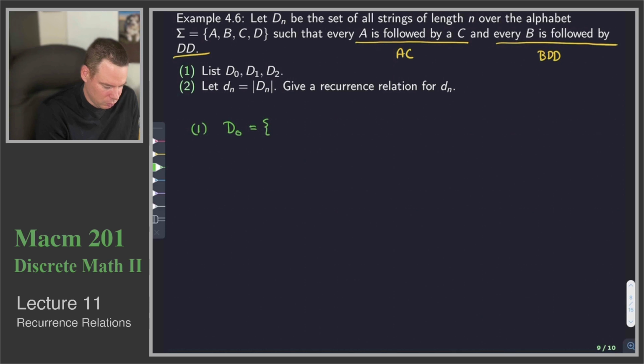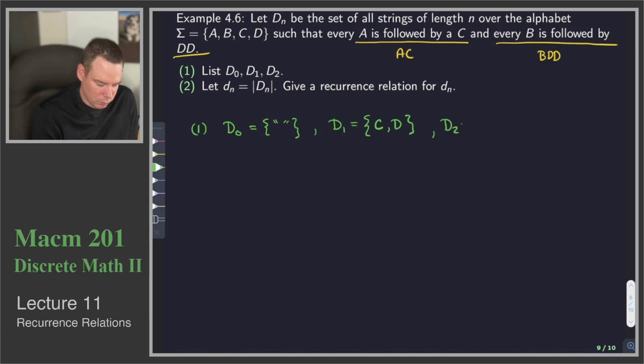D sub 0, strings of length 0, there's only one, the empty string. Strings of length 1. Well, let's go alphabetically. Can it start with an A? No, because if it starts with an A, it has to have a C that follows it, so now it's no longer of length 1. Could it start with a B? No, if it starts with a B, it'd have to be followed by two D's, and so it's no longer of length 1. Could it start with a C? Sure. Could it start with a D? Absolutely. So there's our two choices.